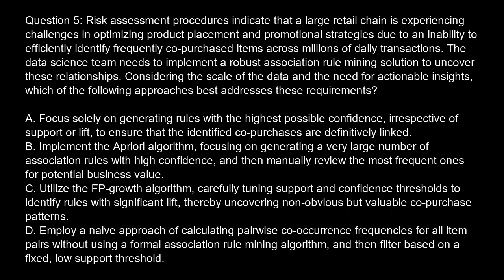Option B. Implement the Apriori algorithm, focusing on generating a very large number of association rules with high confidence, and then manually review the most frequent ones for potential business value. Option C. Utilize the FP-growth algorithm, carefully tuning support and confidence thresholds to identify rules with significant lift, thereby uncovering non-obvious but valuable co-purchase patterns.